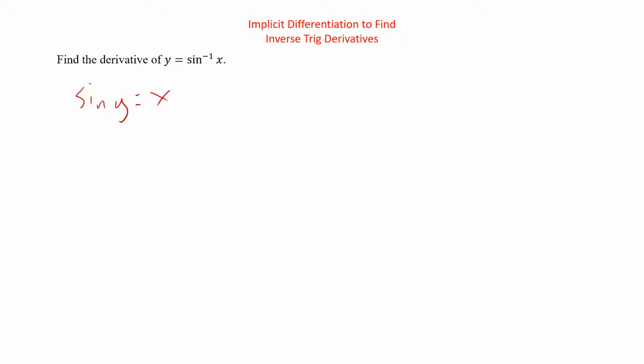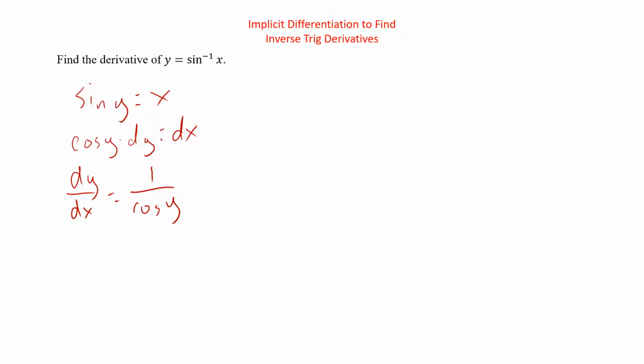Take the derivative of both sides now. The derivative of sine is going to be cosine of y times dy equals dx. Divide to get dy over dx equals 1 over cosine of y. And so now we need to get rid of that cosine of y. We don't have cosine of y up here.